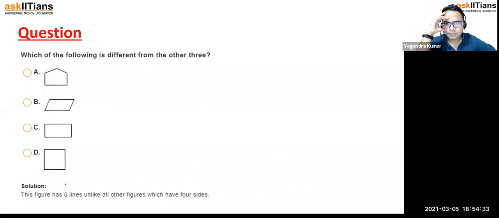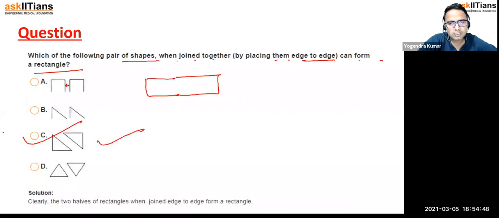Which of the following is different from the other? So these are 4 vertices we have, but here 5. So this is different from the other 3. Odd one out, right? We can say like that. So this is what we have, students, in this chapter, right?